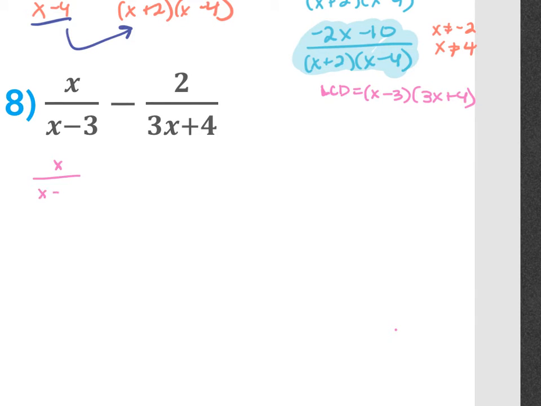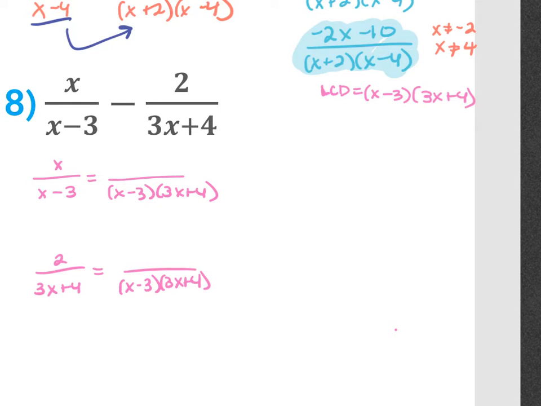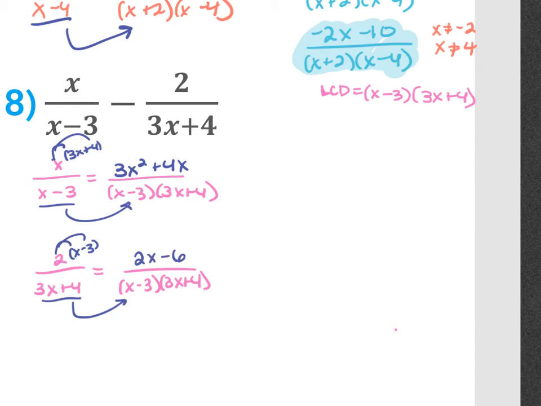So I have to change x over x minus 3 to have that denominator, and I have to change 2 over 3x plus 4 to have x minus 3 times 3x plus 4. What's missing from my first one, from here to there, is the 3x plus 4. Now I have to distribute an x in here, and I get 3x squared plus 4x. Missing from here to there is the x minus 3, and I distribute the 2, and I get 2x minus 6. Everybody good so far? Yeah, okay.